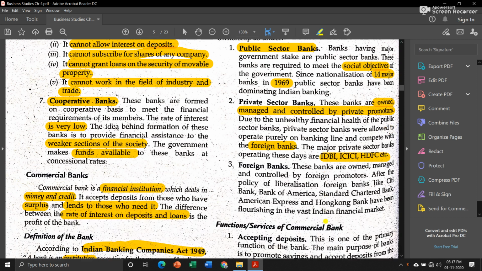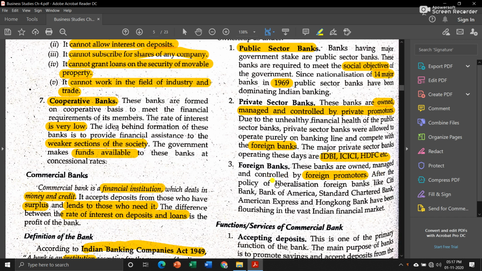Now let us see foreign banks. These banks are owned, managed and controlled by foreign promoters. Private sector banks are controlled, managed or owned by private promoters of India. Those who are Indian can own, manage and control those private sector banks, but foreign banks are owned, managed and controlled by foreign promoters.